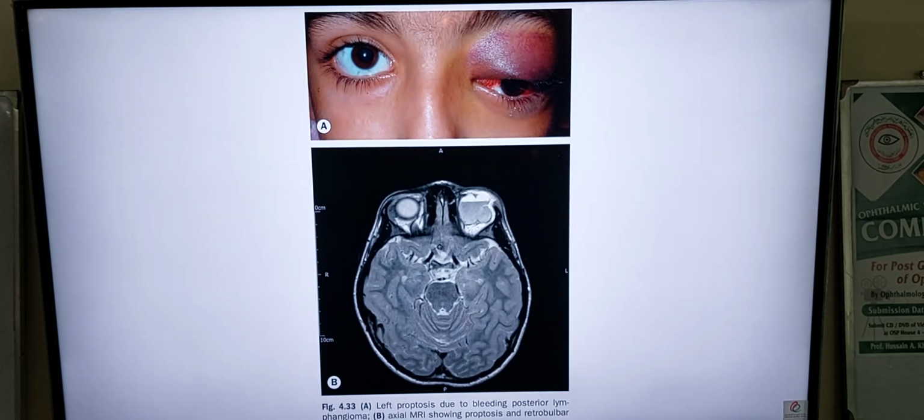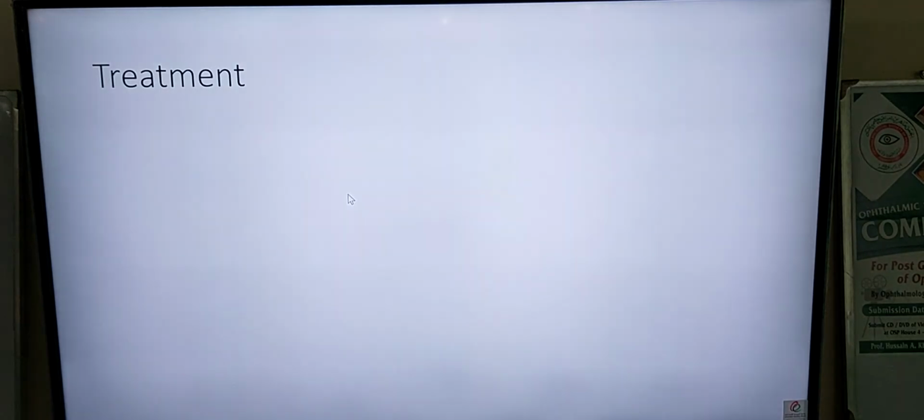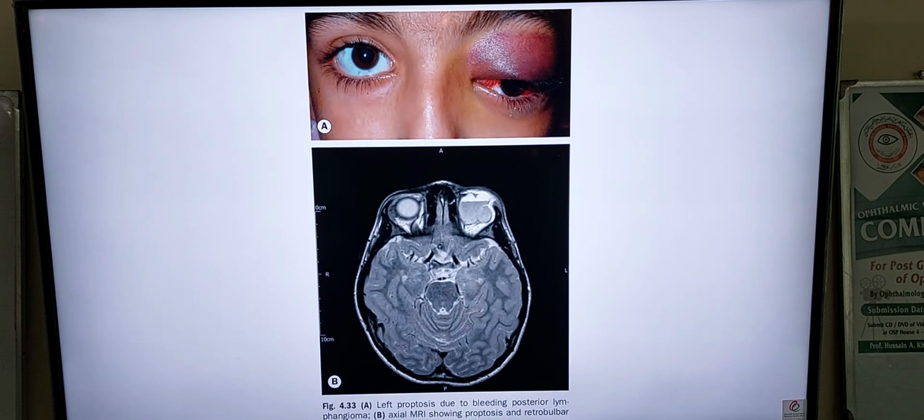ये MRI का कौन सा कट है? कोरोनल है कि एक्सियल है? एक्सियल है. In the MRI scan, you can see proptosis and a filled lesion, retrobulbar lesion. सर ये T1 है, क्योंकि T1 में एक्यूट ब्लीड जो है वो ग्रे कलर का होता है.